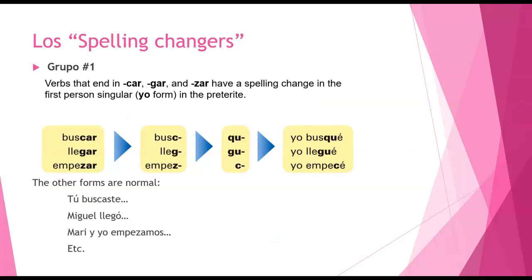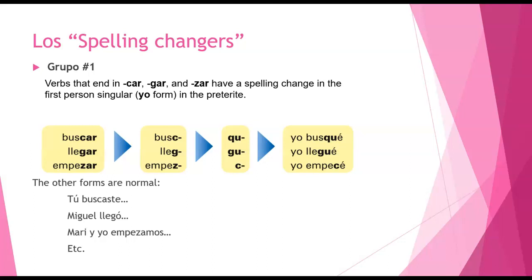We also, under regular verbs, have these spelling changes that happen. For example, verbs that end in car, gar, and zar have a spelling change in the first person singular, or the yo form, in the preterite. What happens is the C in car changes to QU. The G in gar becomes a GU. And the Z in zar becomes a C. So we see the examples of buscar becomes busqué.